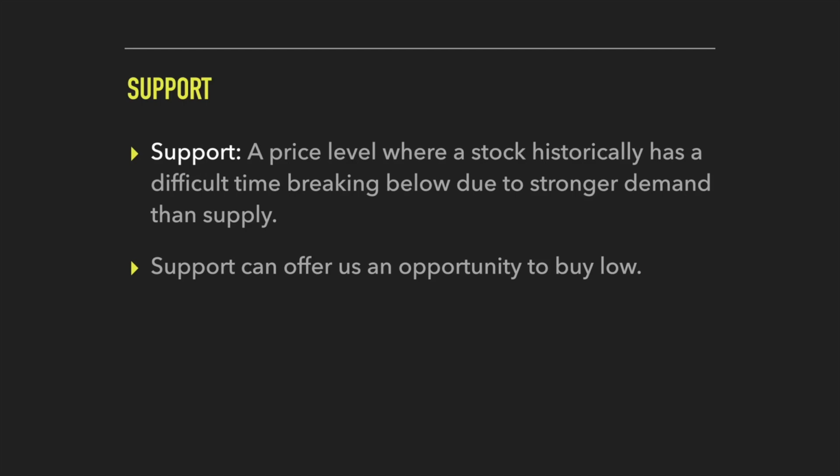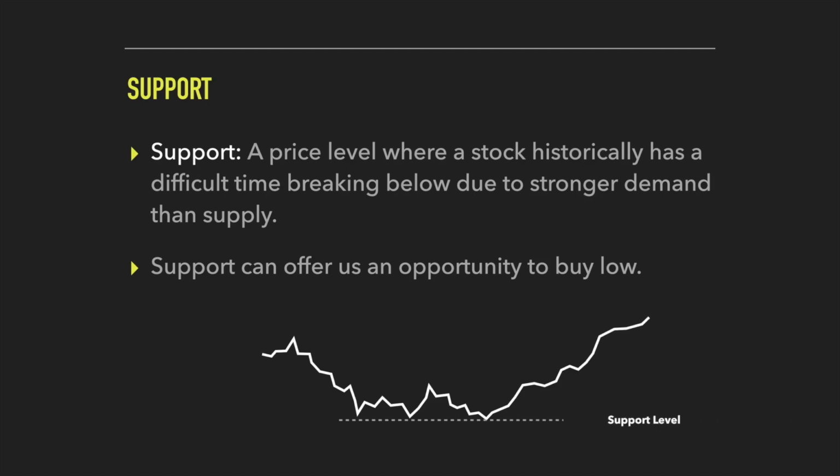And that's exactly what happens at a level of support. These support levels start to form, and you can see there often ends up being a very clear level as the price bounces from the exact same area over and over. We can look at that as an opportunity to buy low at that support level because it's having a difficult time breaking below. And as the price bounces off that level, we can sell high, making a profit on that trade.